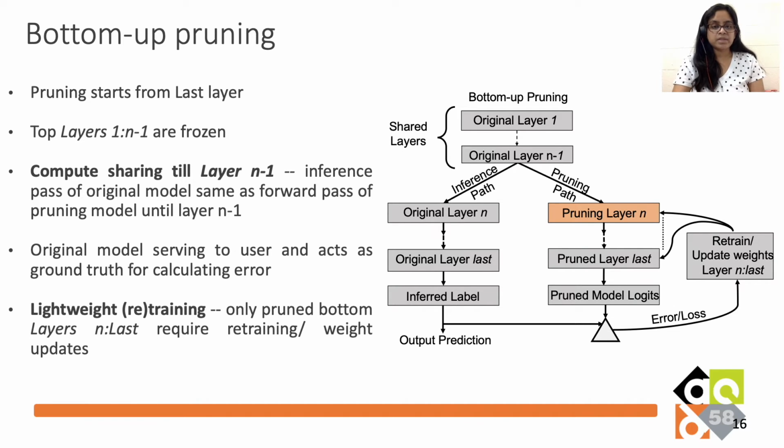In this work, we present bottom-up pruning, where we start from the bottom layer and go up to the top layer. What that means is when we are pruning layer n, everything till layer n-1 is frozen and the same as the original model. Hence, there is compute sharing between the inference path of the original model that is currently serving the user and the forward pass of the pruning path till layer n-1. Only pruned layer n till the last layer needs retraining, and that too for leftover non-zero weights, so it's a lightweight process.